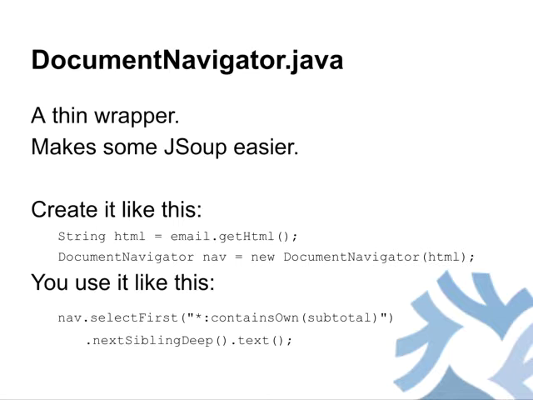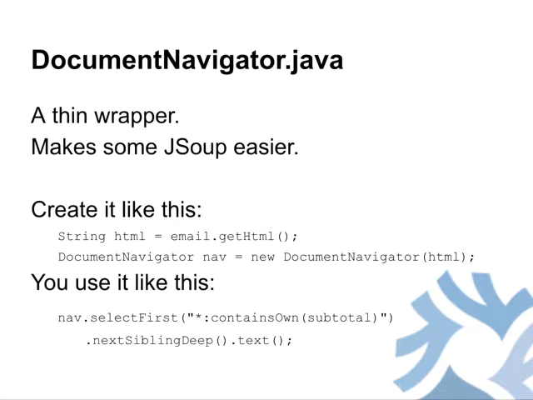The other tool that we have developed is the DocumentNavigator. We've found over the years that certain ways that you would use JSoup are a little complicated, and so we made the DocumentNavigator as a sort of a thin wrapper to JSoup to make those things easier. You simply create it in any number of ways. You can pass in the HTML string, or in most parsers, since you'll have the JSoup element, you can pass in the JSoup element to the new document navigator. And you use it like this example here.